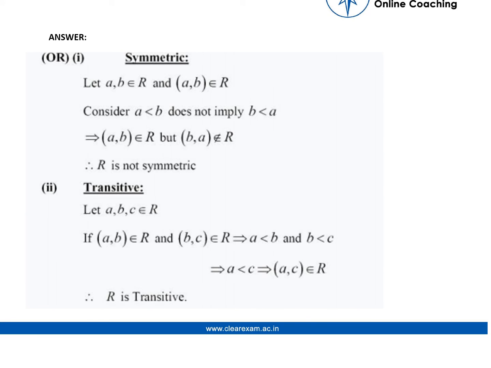In this slide, we were given the relation R where a is less than b for all a, b belonging to R, and the ordered pair (a, b) belonging to R. Let's consider a less than b. That does not imply that b is also less than a. So if (a, b) belongs to R, that does not mean (b, a) also belongs to R. Hence this relation is not symmetric.